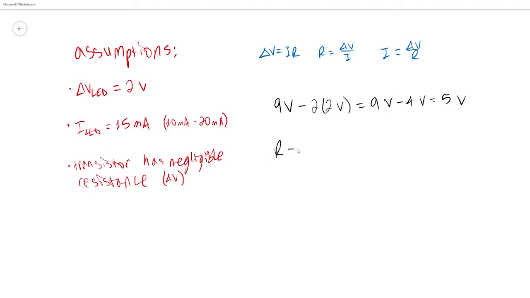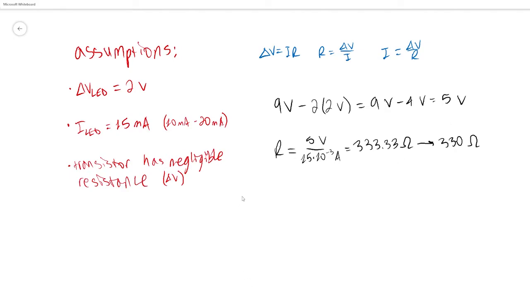We can do that by calculating the resistance that we're going to need with R equals delta V over I. So R equals 5 volts over 15 milliamps, which is approximately 333 and a third ohms. The resistor that I have that's closest to that is 330 ohms, so that's what we'll be using for the circuit.